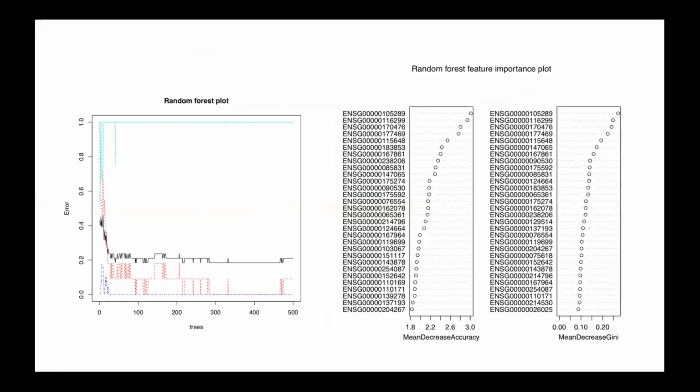And if we do random forest, then many trees, we will get an idea of several genes that are responsible for separation, right? That is what I've told you. So, random forest feature importance plot. What is this feature importance plot?